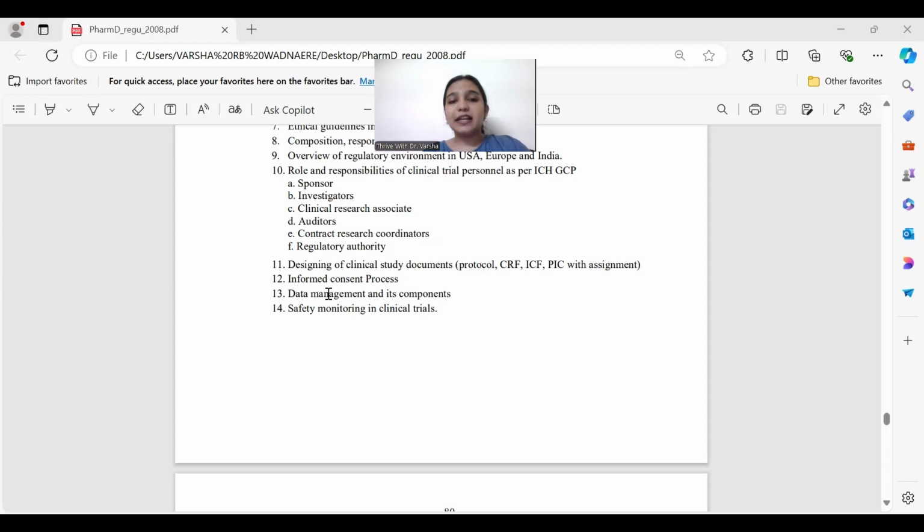Then 13 is data management and its components. Now, how you will manage data, as well as what are the components of each and every data, you'll be learning that.